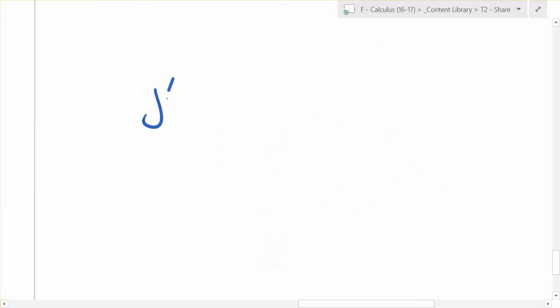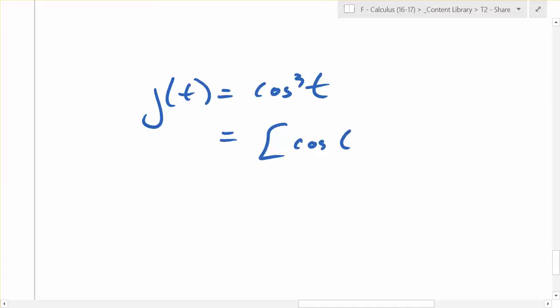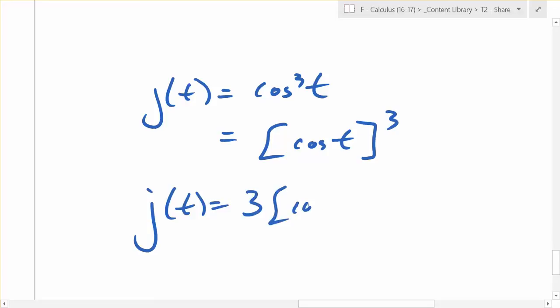Let's say we had j of t is equal to cosine cubed of t. Well, that's the same thing as what? Cosine t to the what? Third. So what's j prime of t going to be here? What do you bring to the front? 3. And then you have cosine t to the what power? 2. And then what's the derivative of cosine?